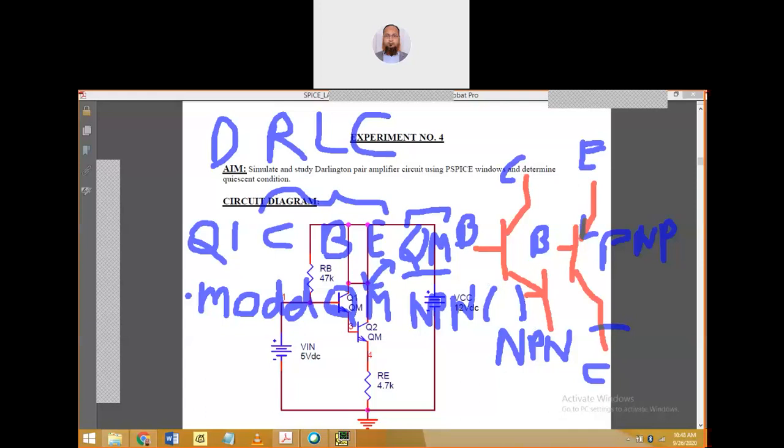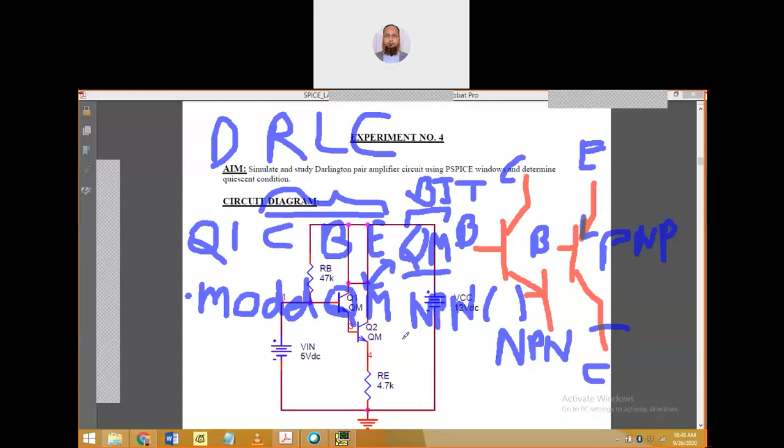I hope what I have introduced so far is how a BJT is defined. Whether it is NPN or PNP, the format and the order of the nodes will always be the same: CBE, collector base emitter, and the name is always Q. And this model name is our choice. Whatever we want to give, we can give the name, no problem. Here we can write BJT as well. Whatever you want to write, you can write it, no problem.